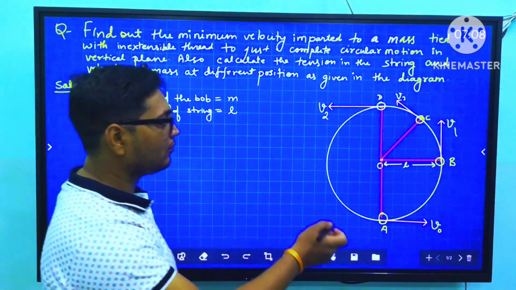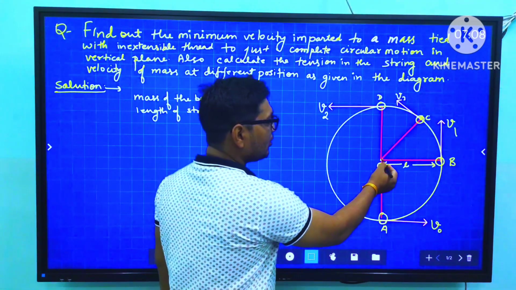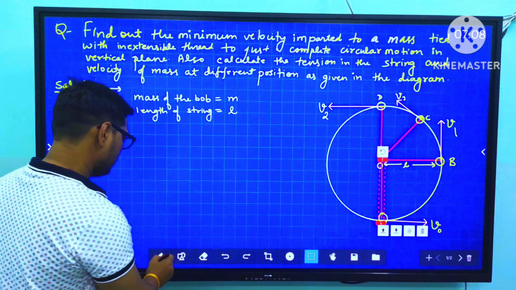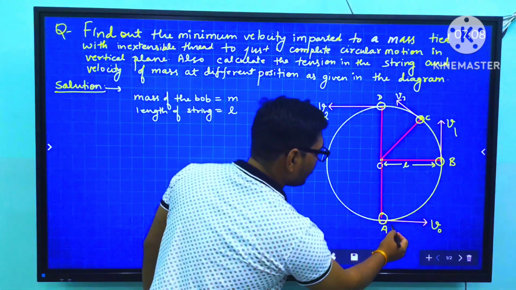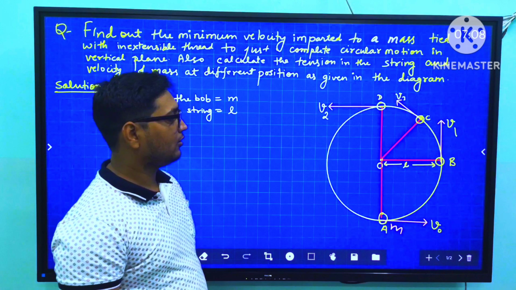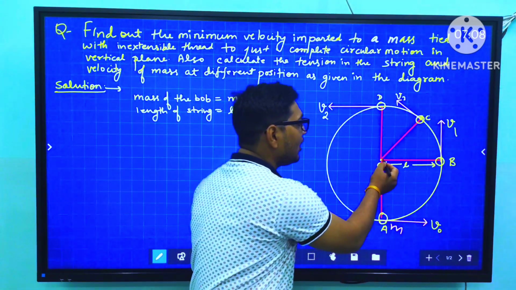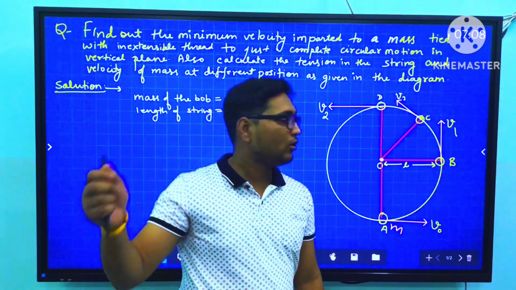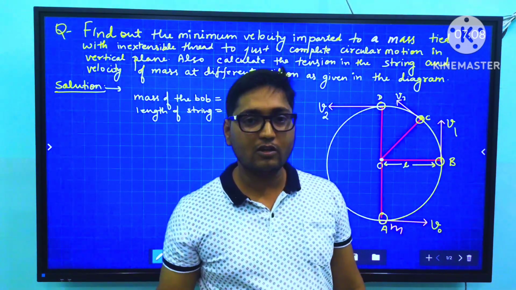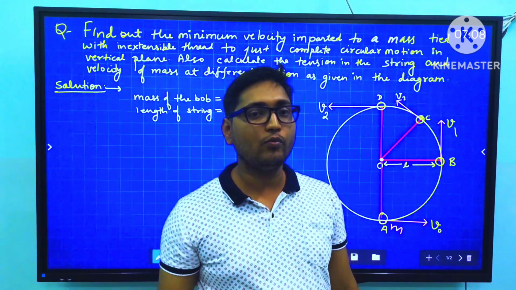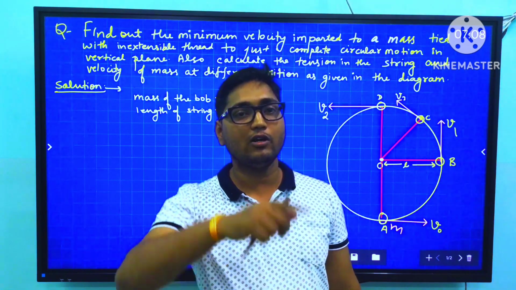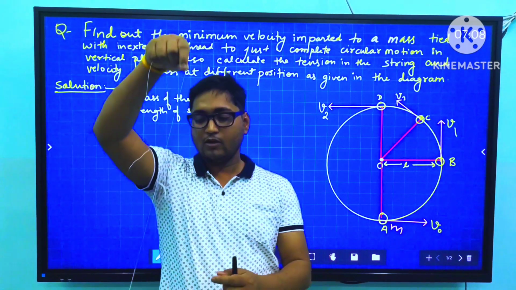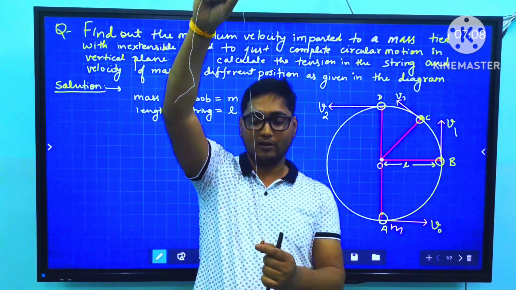As you can see in the diagram, here we have a mass, that is small m, and I have tied this mass with an inextensible thread, and I am trying to make this string and mass assembly move in a circular path, in vertical circular motion. I have a small demonstration. The actual setup is something like this.